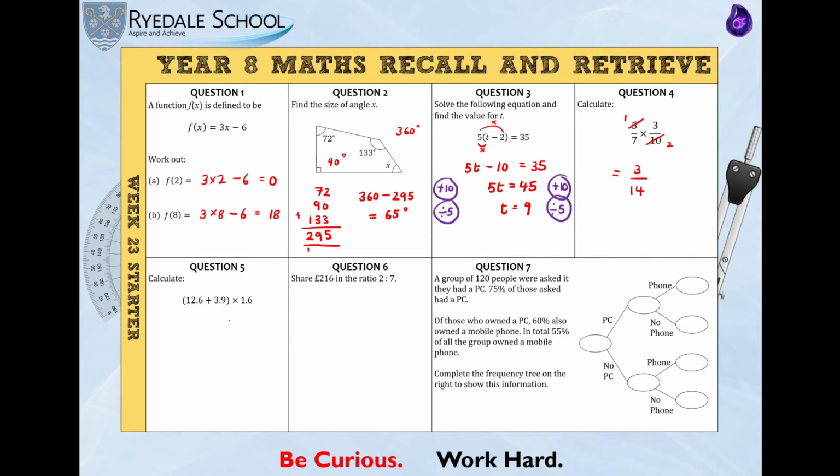Question 5 asks us to calculate. I cannot do all of this in my head, but I can do the bracket part. So 12.6 plus 3.9. The way I'm going to do this is I'm going to add 4 and then knock off 0.1. So if I add 4, it would be 16.6. So it's 16.5. So I need to do 16.5 times 1.6.